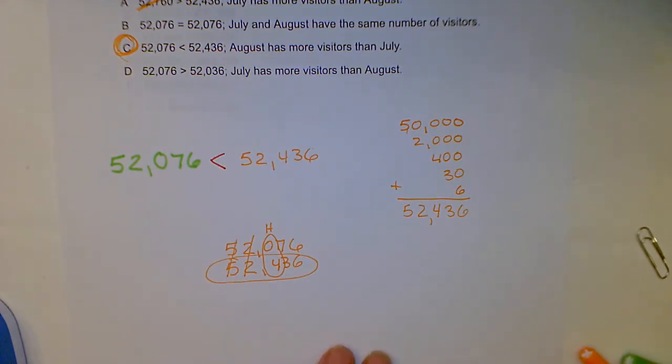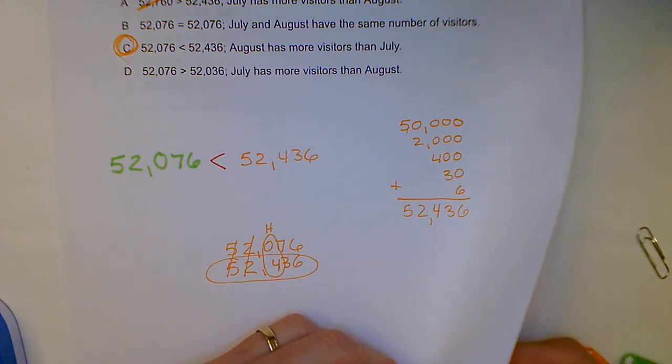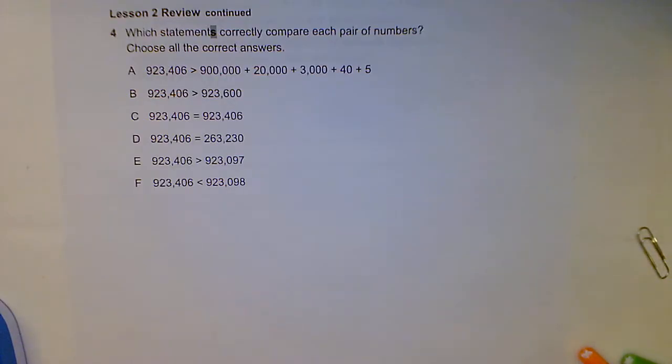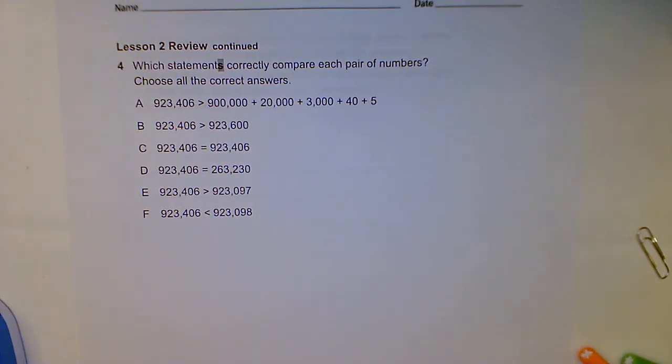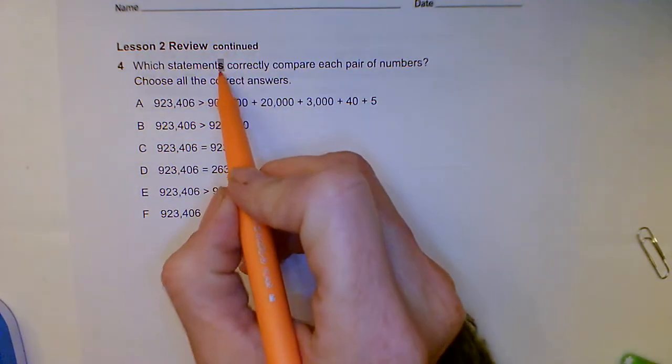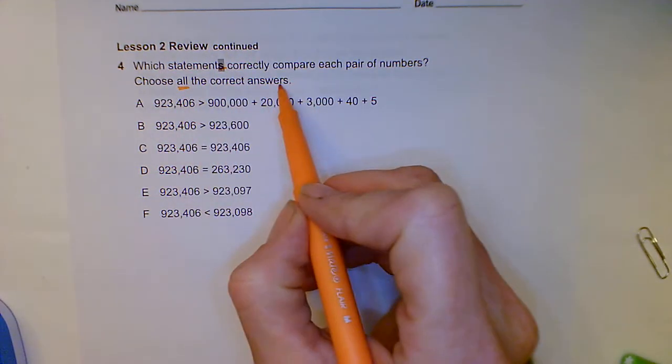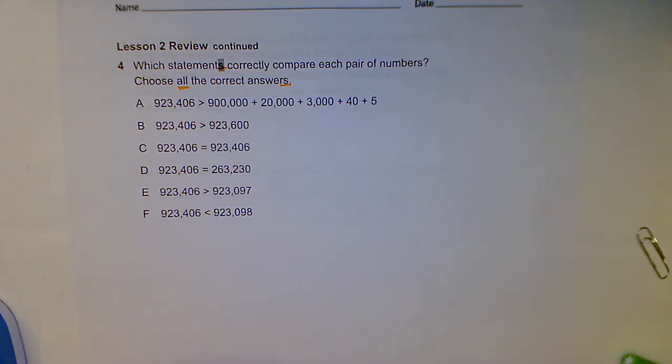All right. We are moving along. Let's go on to problem 4. Oh, that's right, I highlighted that. Okay, so here we go. Lesson 2, continued. Which statements correctly compare each pair of numbers? Choose all the correct answers. So again, statements, all the correct answers. They're looking for more than one answer, my friend.